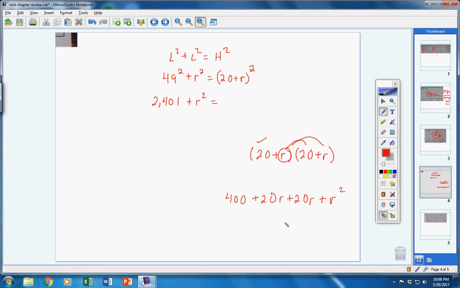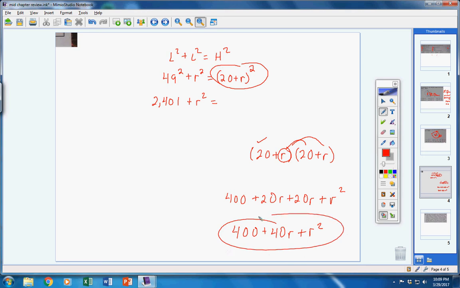Now look for like terms. I call this a constant term because it has no letters or variables with it. This is an r squared term. This is an r term and an r term. They're like terms, so you can put those together. So now I have 400 plus 40r plus r squared. So this here equals this here. I know it's a mess, it's a lot of work, but that's what it equals. So now I'm going to put 400 plus 40r plus r squared.